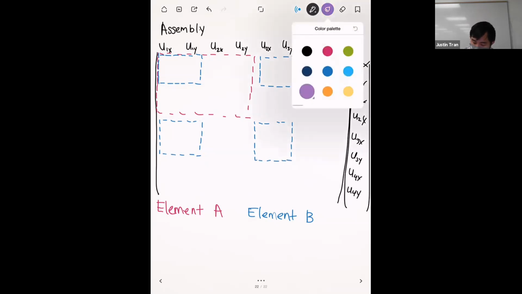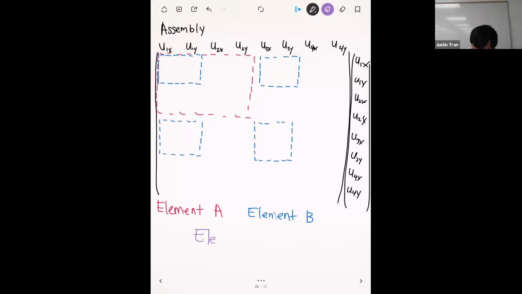Okay. And then finally, we have element C. Okay. Element C is acting on nodes 1 and 4. And so element C is going to be this person right here. So that part right there is going to be really crowded. Okay. And we have this one right here. This part right here. And this part right here.